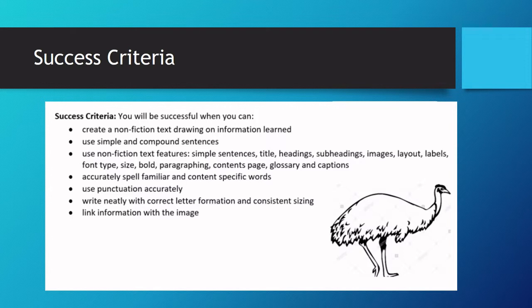Use non-fiction text features such as simple sentences, title, headings, subheadings, images, layout, labels, font type, size, bold, paragraphing, contents page, glossary and captions. If you don't use all of those, it's okay. They're just ideas to give you what some non-fiction text features are. You're going to be able to accurately spell familiar and content-specific words, use punctuation accurately, write neatly with correct letter formation and consistent sizing, and link the information with the image.